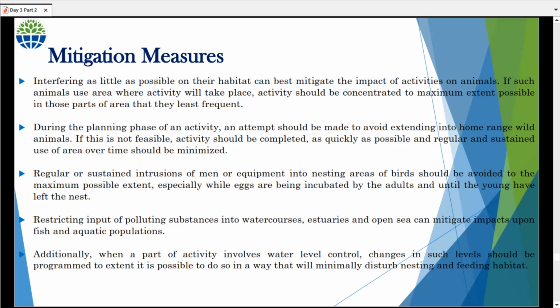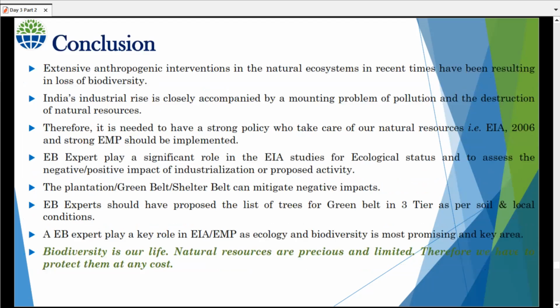And also polluting substances into the watercourse, estuary, riverine area, or open sea should be restricted. It should not be done because this can hinder and stop the fishing activity, and disturb the marine flora, fauna, fish or aquatic population. When a part of the activity involves water level control, then changes in such levels should be programmed well in advance, and everyone should be aware of that. Training should be provided to the workers in the operation phase who are working in this area, to protect the biodiversity of that area in the sea or in the river.